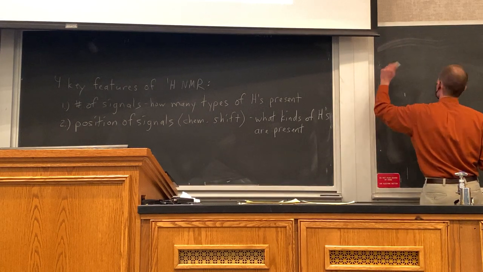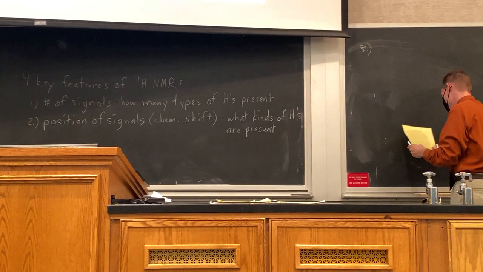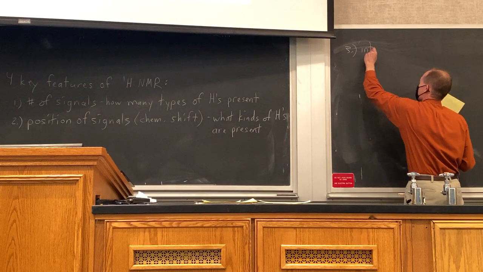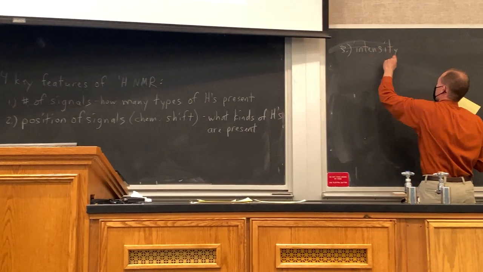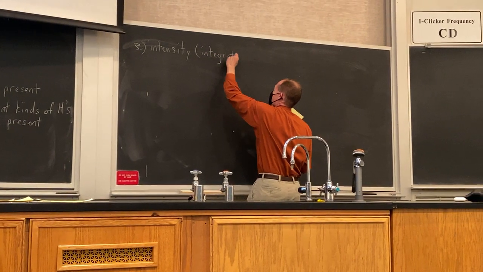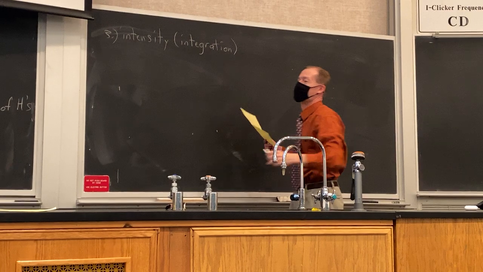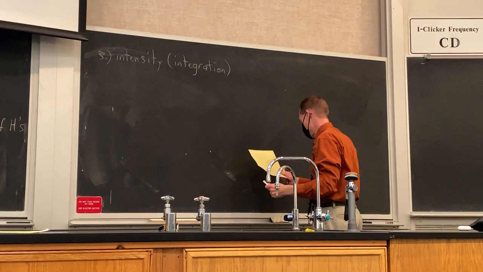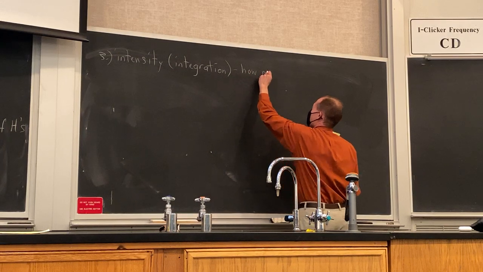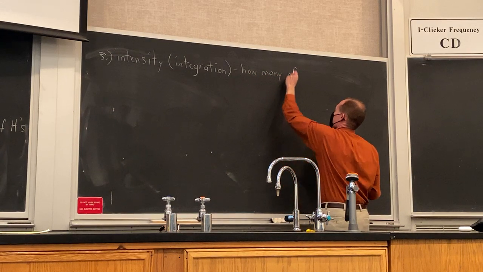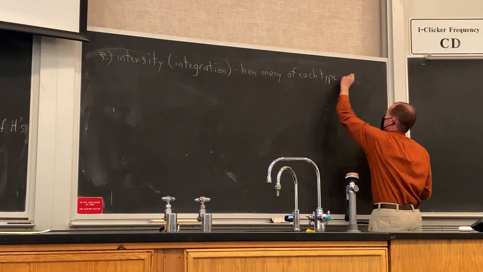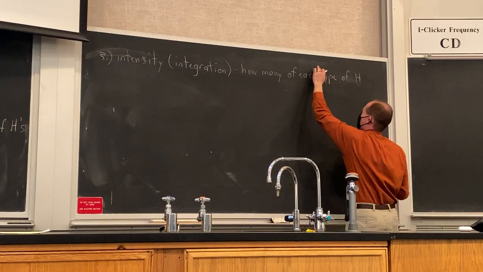Then the third feature is the intensity of the peaks, or the integration. This is the area under each peak, and it is obtained by an integration process. That tells us how many of each type of hydrogen is present. Okay.